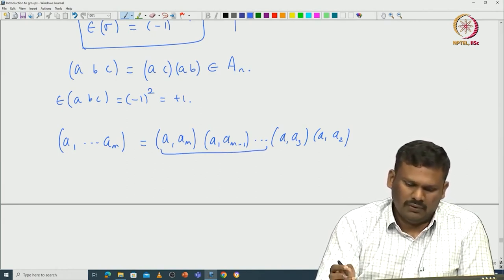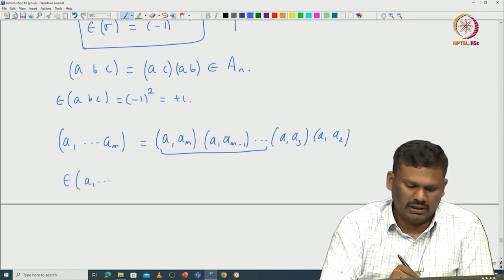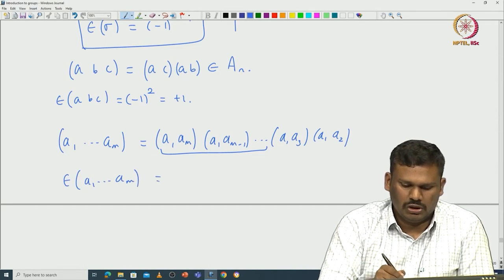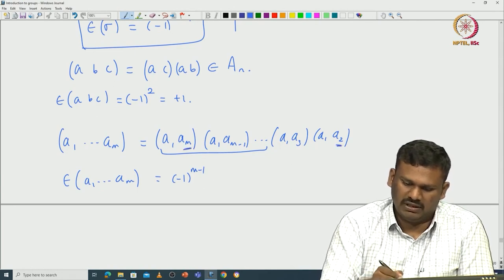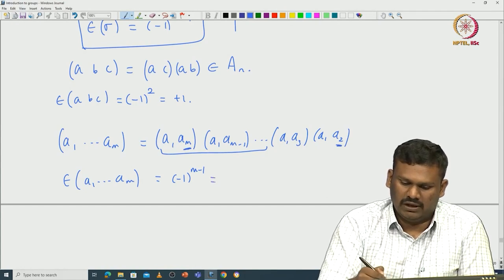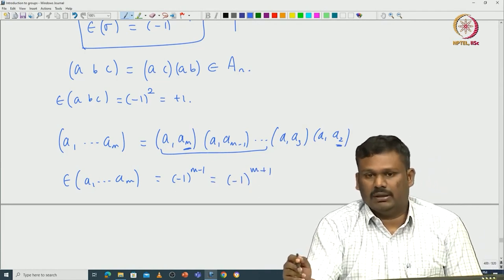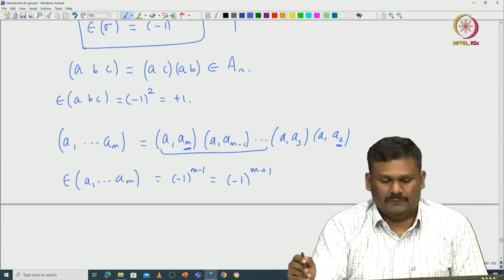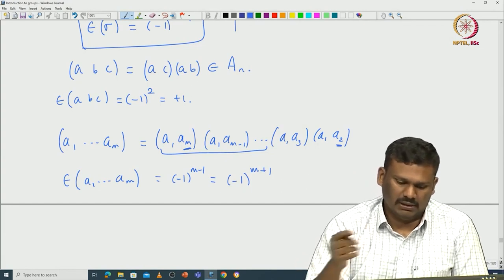Okay. So now from this you can easily see that the sign of (A1 ... Am) is going to be (-1) power m minus 1. There are only, it starts with 2 and ends with m, so there are m minus 1 terms. So this is (-1) power m minus 1, which, if you just add 2 parity-wise, will become (-1) power m plus 1. That is the sign of this cycle (A1 ... Am).